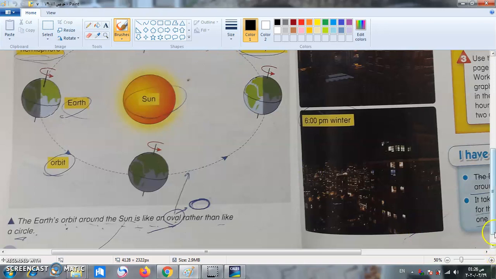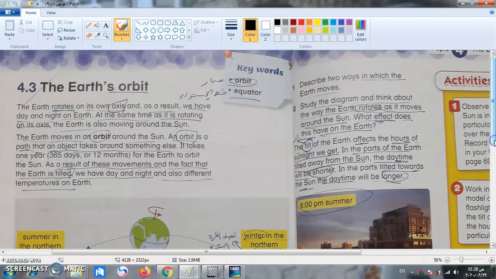Okay. Here in the second page, he said describe 2 ways in which the earth moves, as we said. Study the diagram and think about the way that the earth rotates as it moves around the sun. What effect does this have on earth? As we said, we have day and night, and we have winter and all the 4 seasons: winter, spring, summer, autumn. Okay, and we have day and night, as we said. The tilt, ميول of the earth, affect the hours of sunlight we get. How? In the parts of the earth that tilted away from the sun, the daytime will be shorter.